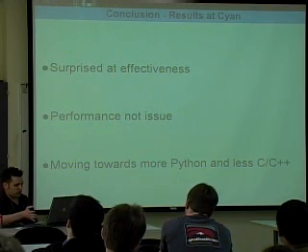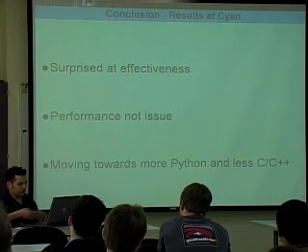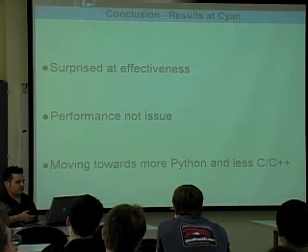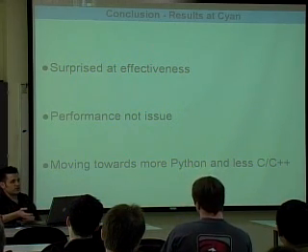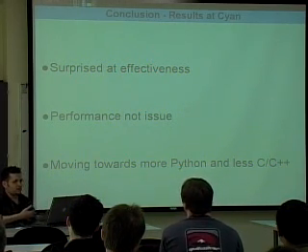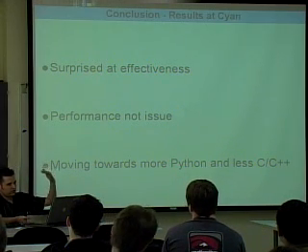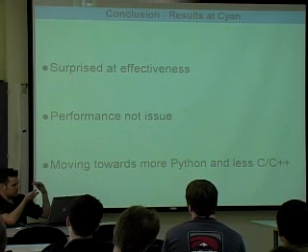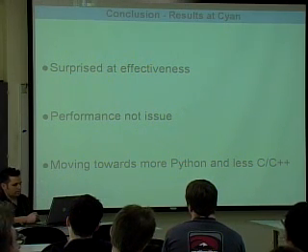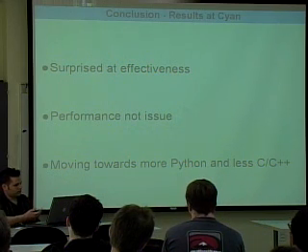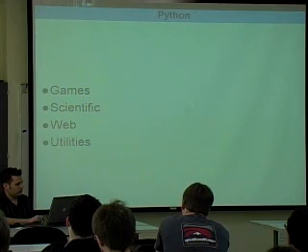So much so that now we're in the process of taking some of the code that was written in C and C++ and converting it to Python. It's really cool because we already took the effort to do it in C, so we can have a comparison. We have actual proof that this much C and C++ code is now only this much Python code. Performance has not been an issue, so overall we've been very happy.